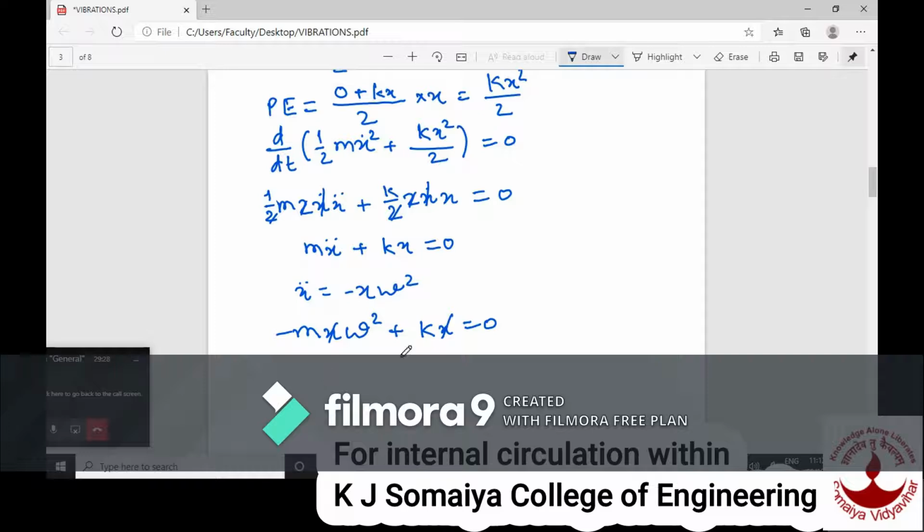So this x gets cancelled. So finally, if I find omega square, that will be equal to k by m, or we can write omega is equal to square root of k by m, and this omega is nothing but the natural frequency of that vibratory system.